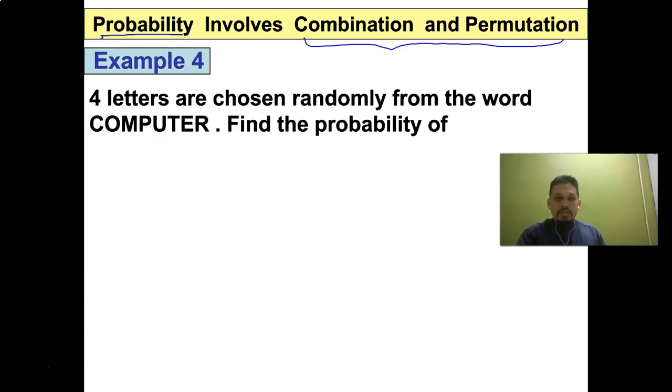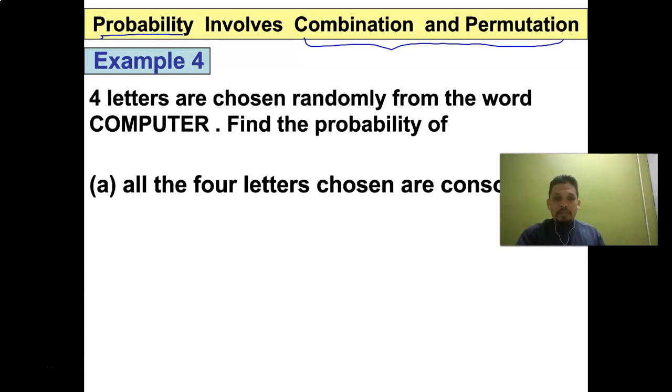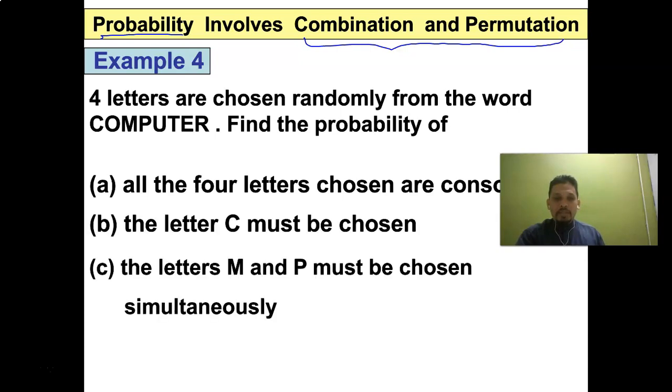4 letters are chosen randomly from the word computer. Find the probability that the 4 letters chosen are consonants. Letter C must be chosen and letters M and P must be chosen simultaneously.